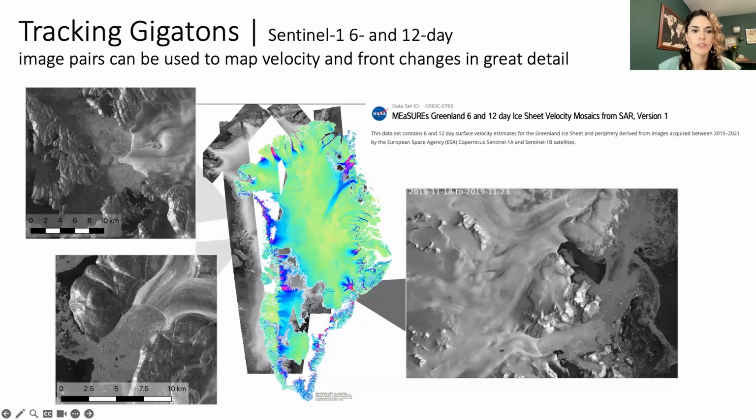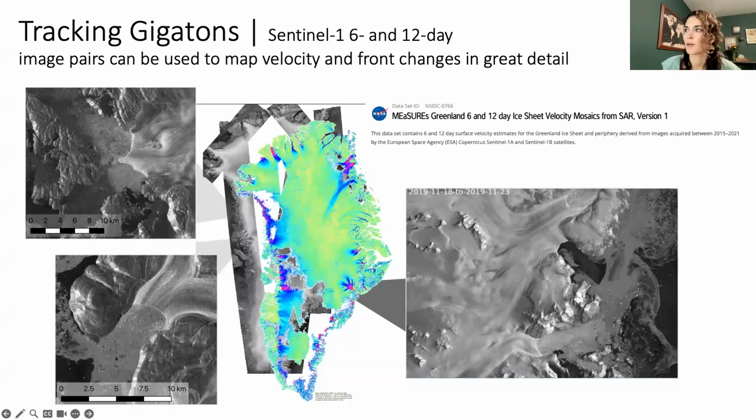Let's see if this will play. I want to show you what these time series look like once we start compiling all these satellite data sets. This is zooming in on a few interesting outlets across different regions of Greenland. This top brightly colored map is a velocity mosaic from the GRIMP project. It's a mosaic of all the different scenes, showing how the ice is flowing, the speed of the ice along all these edges.